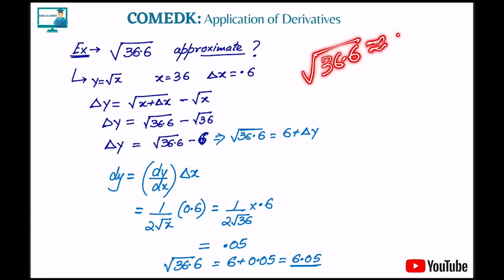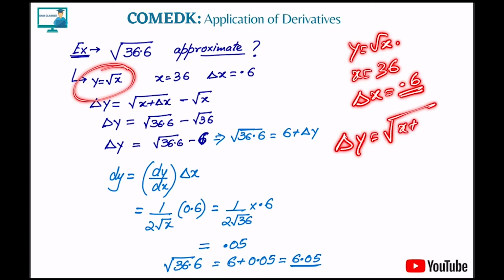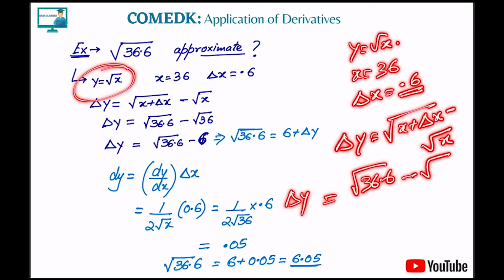Now, if I take a function y is equal to root x, my x is equal to 36 and my change in x is 0.6, correct. So delta y, the change in y, will be equal to the new value, root of x plus delta x, minus root x, correct. That is, delta y is nothing but root of 36.6 minus root 36, and then I'll get the change.